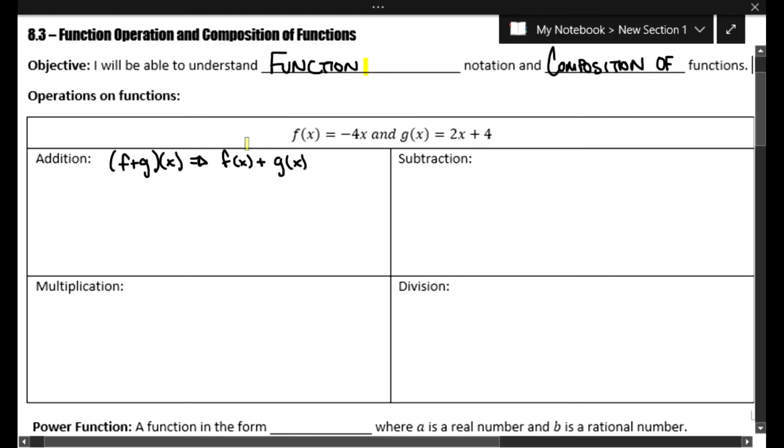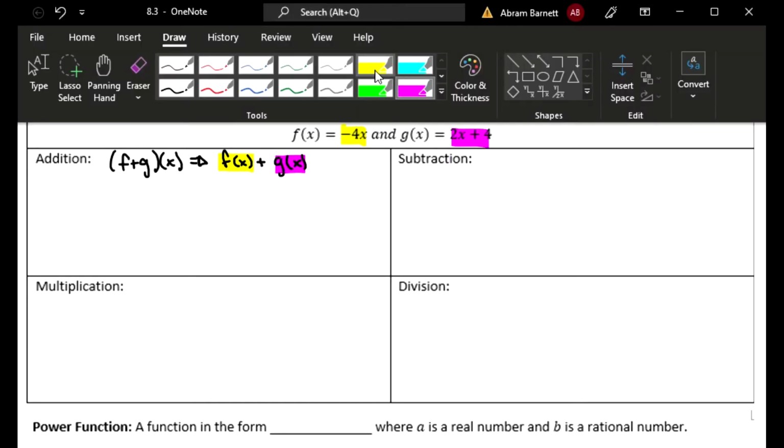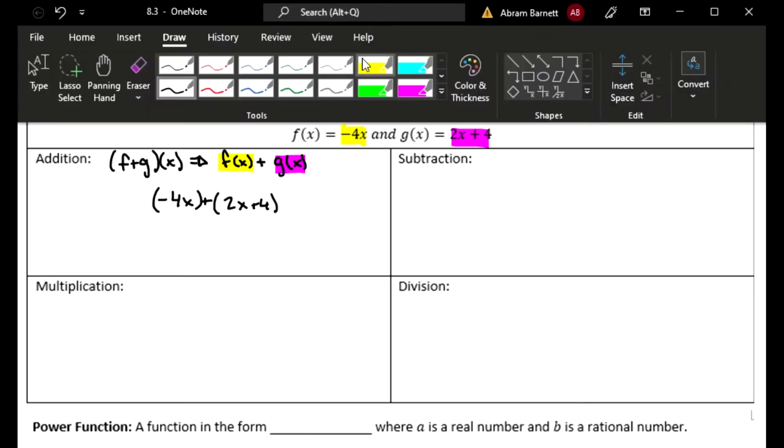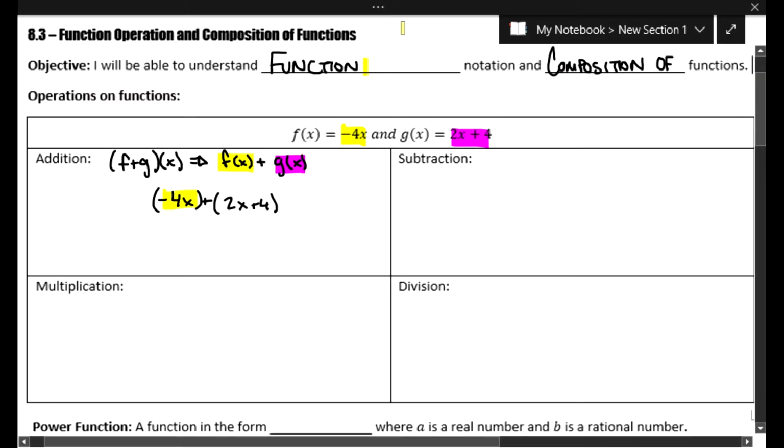So let's look at this. f of x is going to be this function and g of x is going to be this function. So I can just add those two together. So it's going to look like negative 4x, and I'm adding the 2x plus 4. Just so, if highlighting's your thing, this is the f of x, this is the g of x.